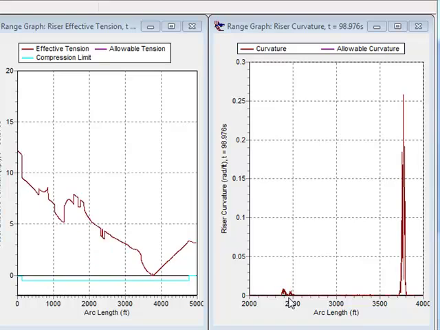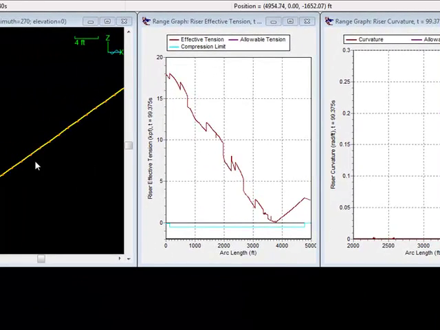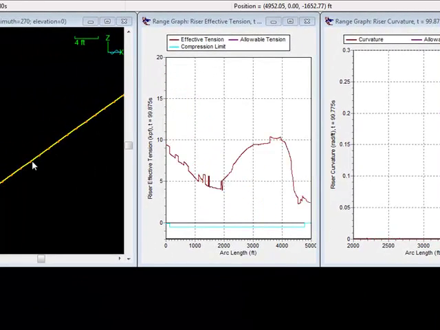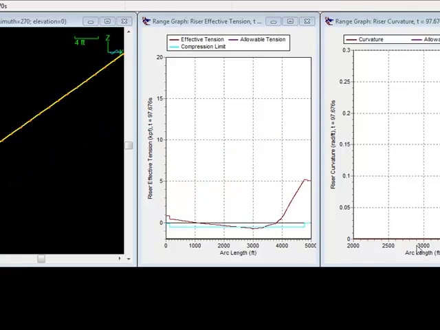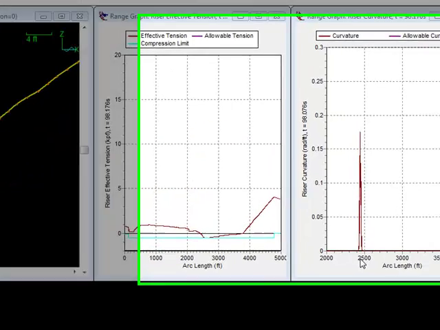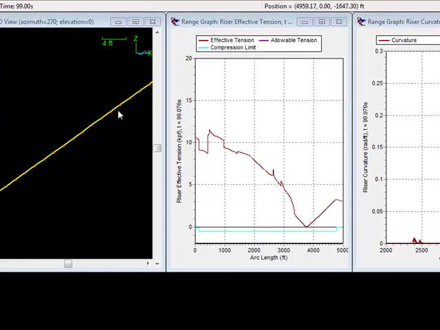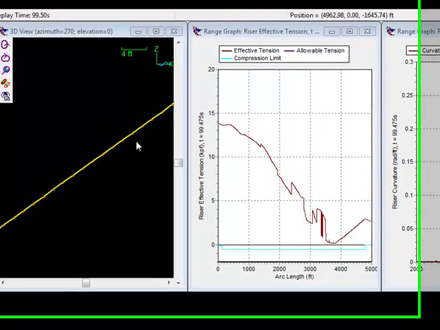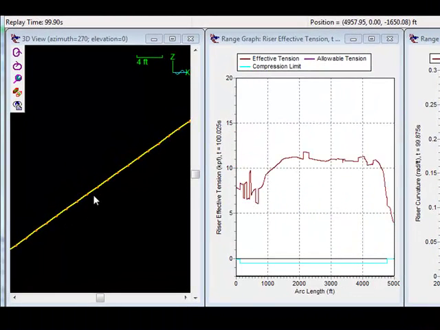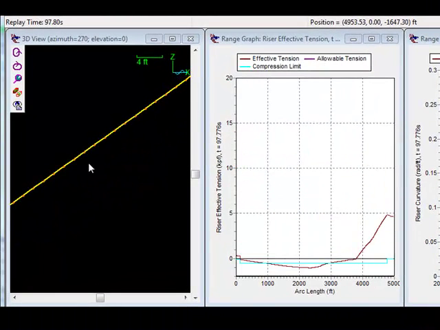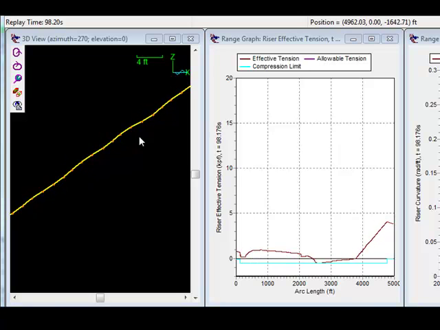whereas this location, where we're also seeing a significant amount of curvature, is further up the riser at an arc length of roughly 2,400 feet to 2,500 feet, where we're getting the bend that we can see manifesting itself in this replay. See the bend forming now.